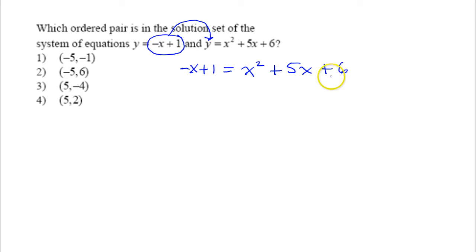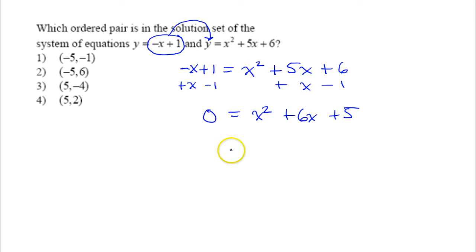So I need to get 0 on one side, so I'm going to add x and subtract 1 from both sides. That gives me 0 is equal to x squared plus 6x plus 5. So I am going to factor this.